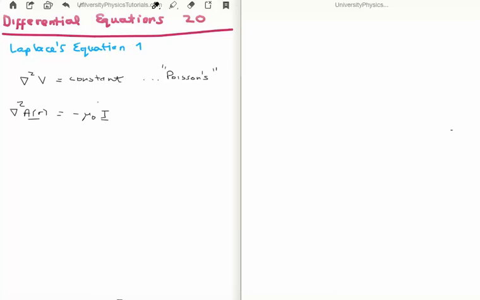So here what we have is a constant. Now it doesn't matter what the constant is, in this particular case we have a constant. This is called Poisson's equation. And we see it all over physics. So it's a very important equation.